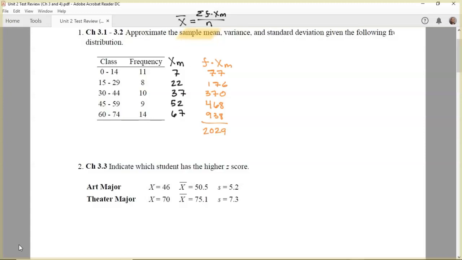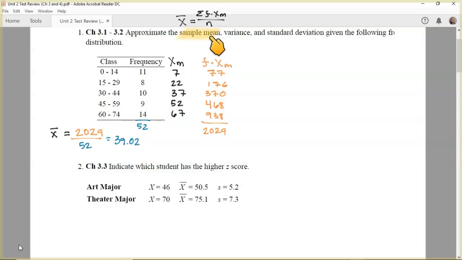So that's a sum of 2029, which represents the information in the numerator, and the denominator is the total frequency of all the values that's represented in this grouped frequency distribution. So we've got to find that information. If we add all the frequencies together, we get 52, and that means my average, or my estimated sample mean, is 30.02. So that's how we remind ourselves how to find an average from a frequency distribution.